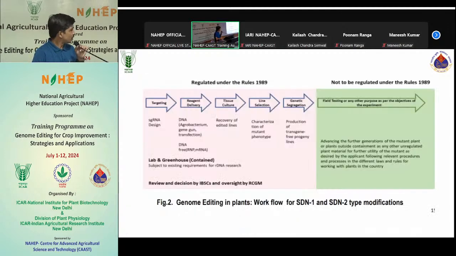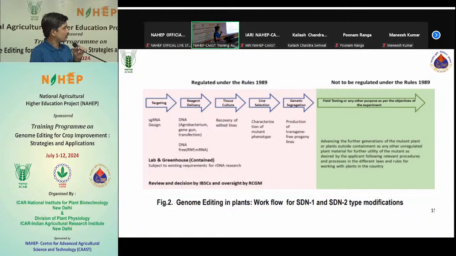As I told, this is a transgenic, so these are the things you have to mention: sgRNA design, and what method you used, Agrobacterium, gel, particle bombardment or protoplast. You have to mention the details, how to recover the edited lines, how to characterize the mutant phenotype, and production of transgene-free lines. Since it harbors a transgene, these are regulated under 1989.